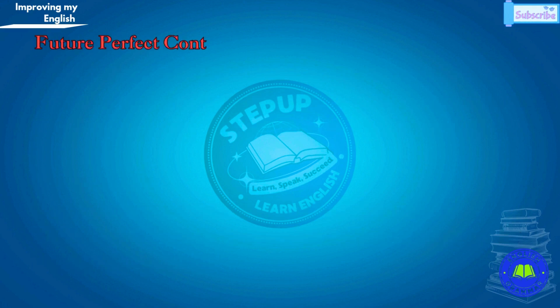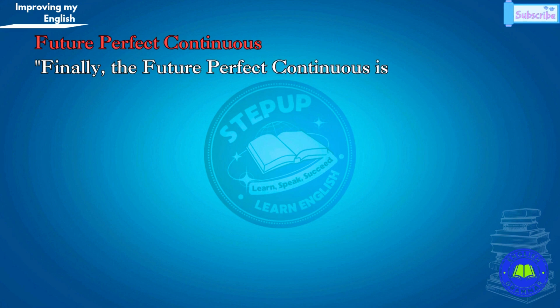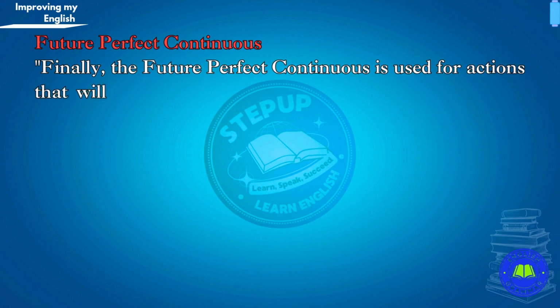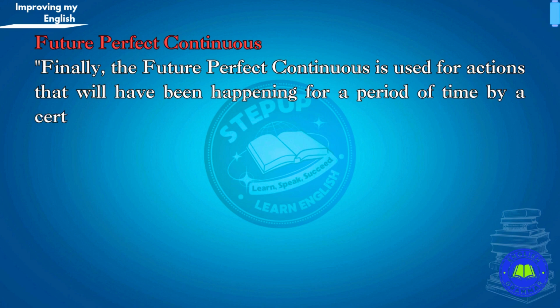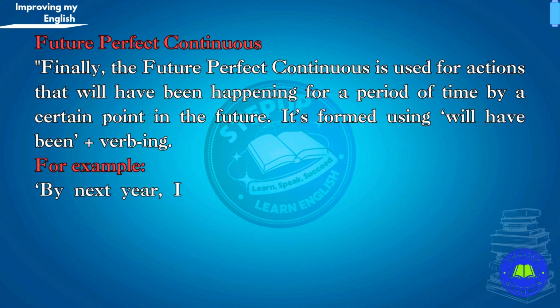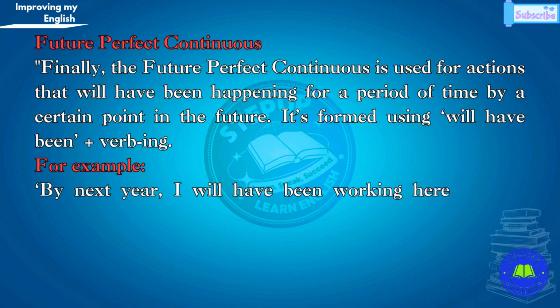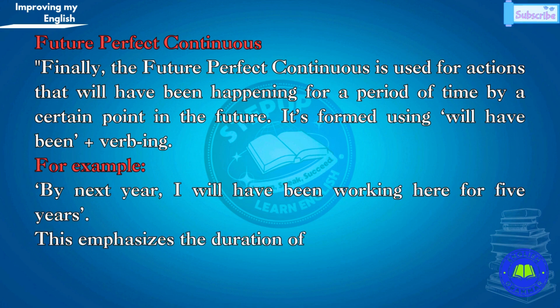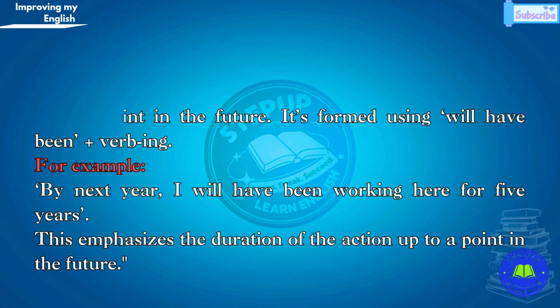Future perfect continuous. Finally, the future perfect continuous is used for actions that will have been happening for a period of time by a certain point in the future. It's formed using will have been plus verb-ing. For example, by next year, I will have been working here for 5 years. This emphasizes the duration of the action up to a point in the future.